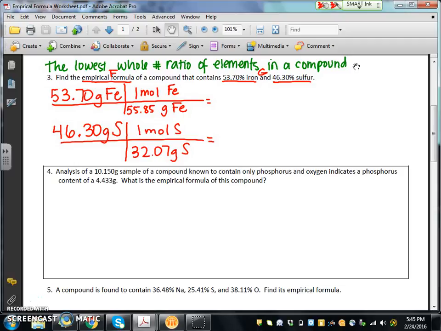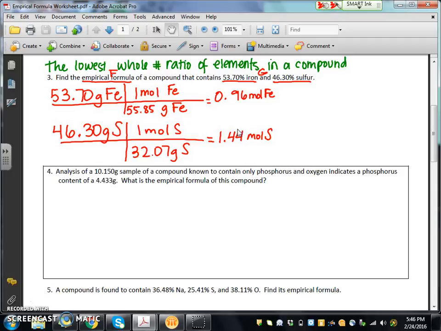So when we put this in our calculator, we say 53.70 divided by 55.85, we get 0.96 moles of iron, and 46.30 divided by 32.07 gives us 1.44 moles of sulfur. So we have now converted from grams of each of our elements into moles of our elements. We have just completed the second step.